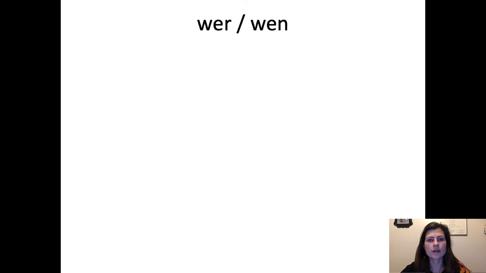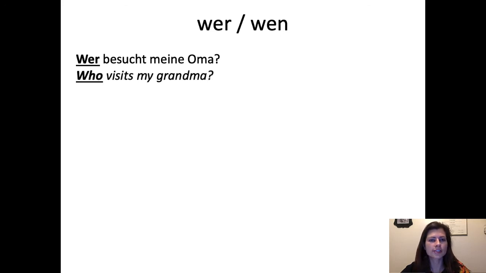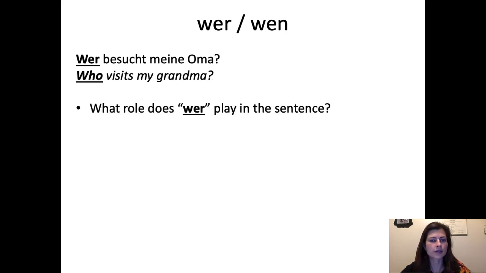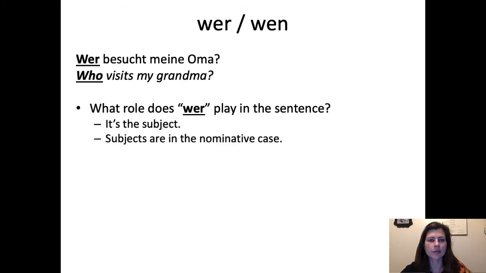Okay, so then also, to wrap up the accusative, we have to talk about the question words, wer and wen. So, "wer besucht meine Oma?" Who visits my grandma? That's the subject of the sentence. Who does the visiting, right? And then the direct object is the grandma. Someone visits my grandma. My grandma receives the visiting. So wer is the subject, it's in the nominative case.